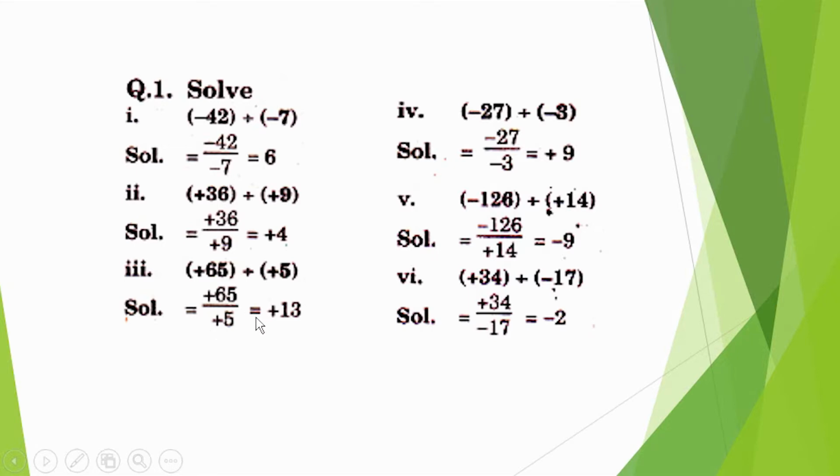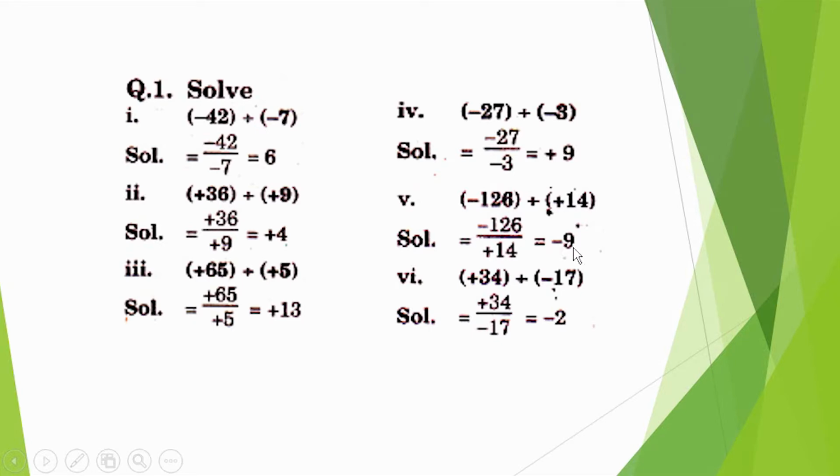Now 65 dividing by 5. 5 ones are 5. When we minus 5 from 6, 15, 5 becomes 15, 5 threes are 15. And the sign will be plus plus plus. Now minus 27 dividing by minus 3. 3 threes are 9 and the sign will be minus minus plus.